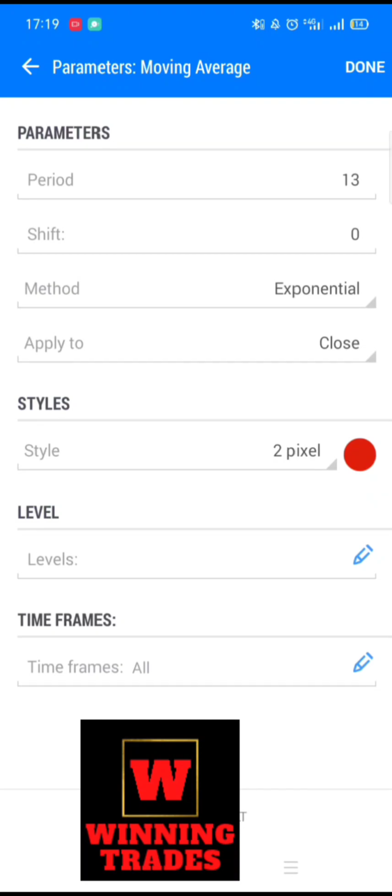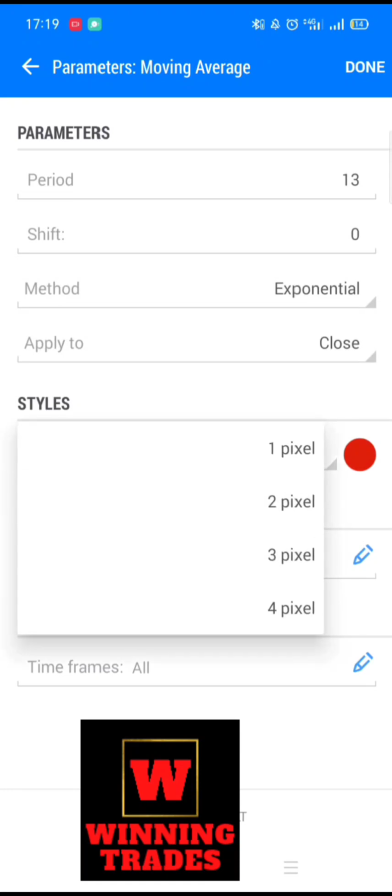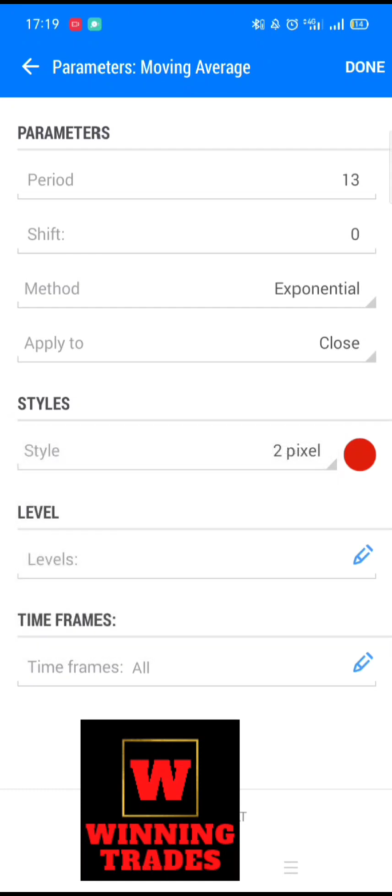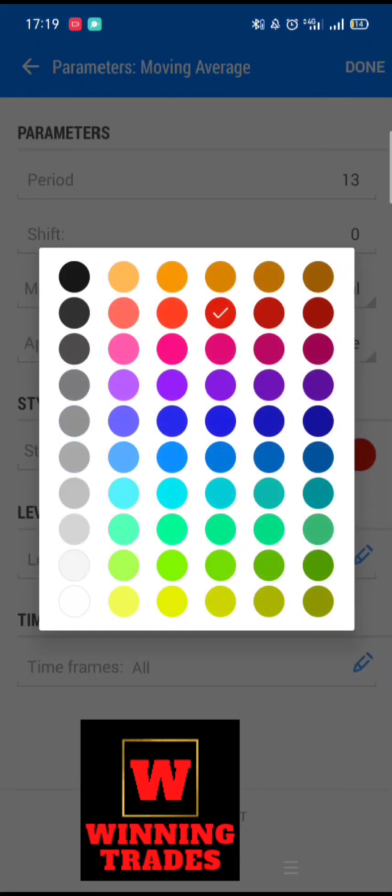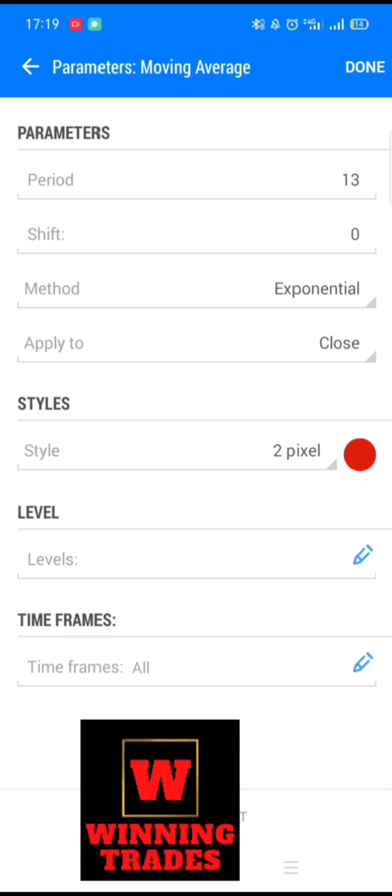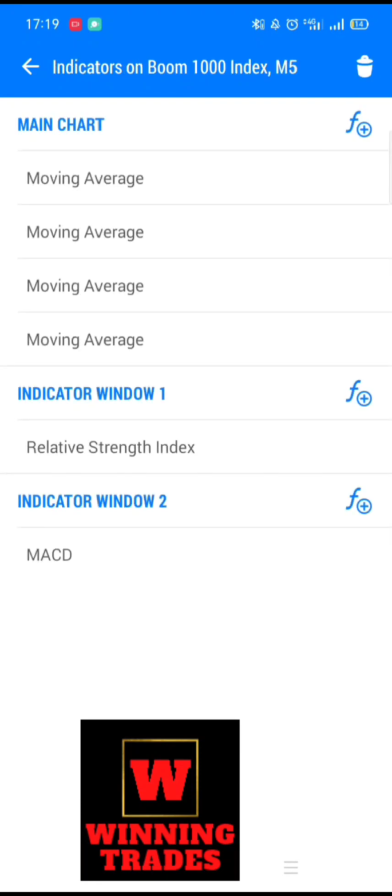My period is 13, so set yours to 13, shift is 0, click on exponential, apply to close, and then you can pick any pixel if you want 1 or 2 or 3 or 4. So I decided to pick 2. Then you can pick any color of your choice. Leave all these ones to be just like this. So that's it for the moving averages. Click done.